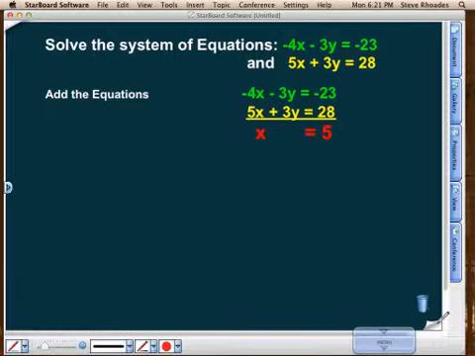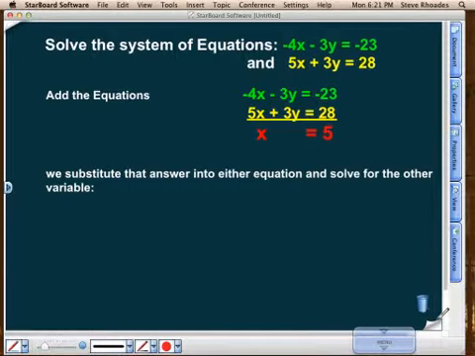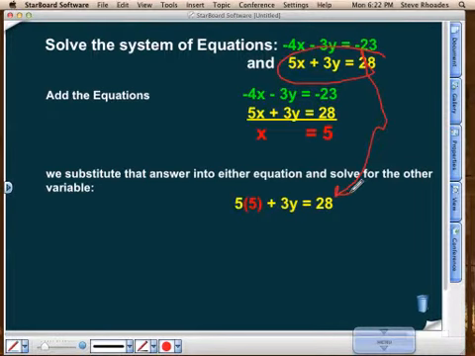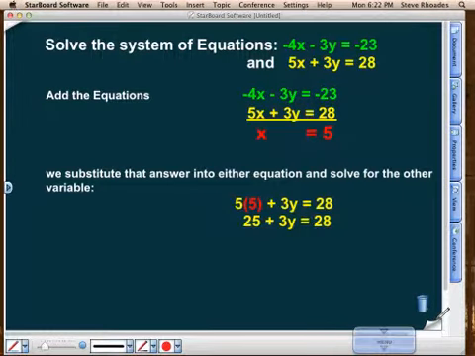Now I just need to substitute that into one of the equations. Doesn't matter which one. I'm going to choose the equation 5x plus 3y equals 28. This equation right here. And I'm going to put the 5 in place of the x. So 5 times 5 plus 3y equals 28. So 25 plus 3y equals 28.